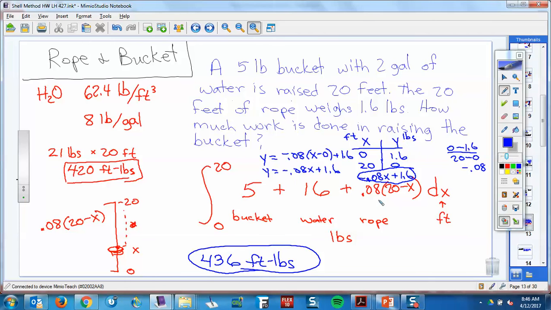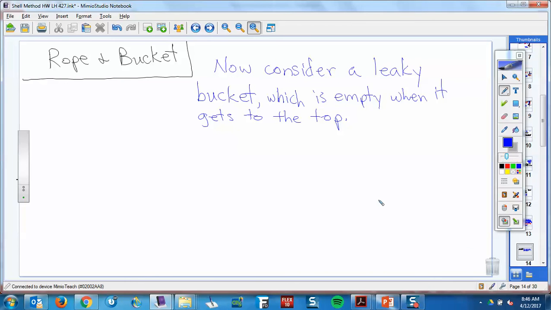436 foot-pounds. Now, let's say the bucket is leaking, and so now it's empty when it gets to the top. So now when you're pulling up, you're not only pulling up less rope, but you're pulling up less what? Pulling up less water. So now, what's our interval? Again, bucket, water, and rope.